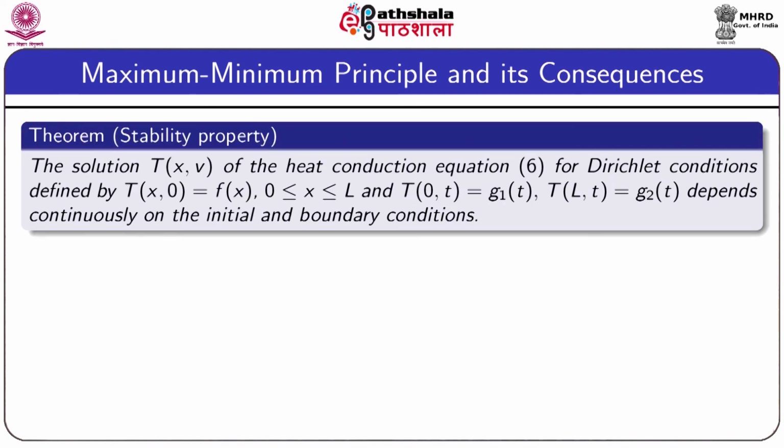There is another important theorem, which is the stability property or stability theorem. It says that the solution of the heat equation 6 for the Dirichlet conditions, which is defined by T(x,0) equals f(x) for 0 less than or equal to x less than or equal to L, and T(0,t) equals G1(t), and capital T(L,t) equals G2(t), depends continuously on the initial and boundary conditions.